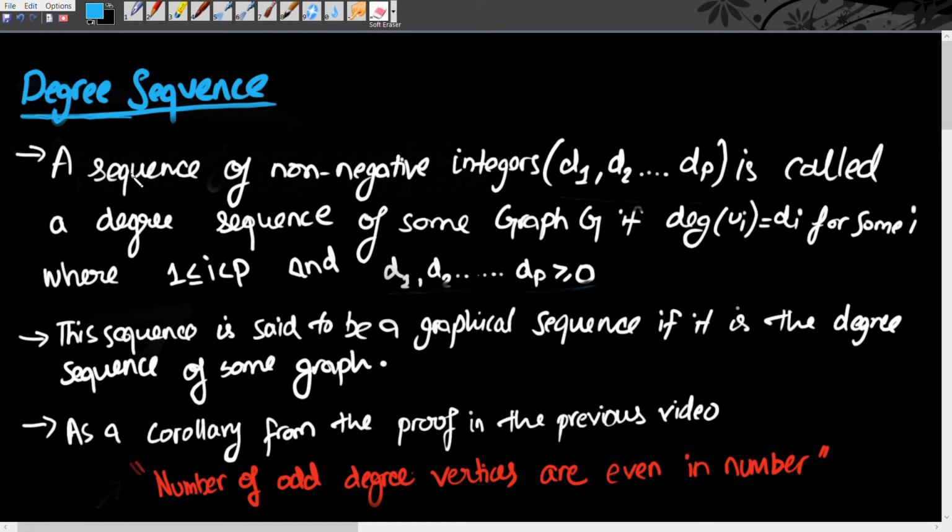Alright, so a sequence of non-negative integers d1, d2, up to dp, is called a degree sequence of some graph G if the degree of ui equals di for some i where i lies between 1 and p, 1 inclusive, and d1, d2, d3 up to dp are all greater than or equal to 0. So this sequence is said to be a graphical sequence if it is the degree sequence of some graph. So say you've got some graph, you write down its degree sequence, which is basically a sequence formed by writing down the degrees of each vertex.